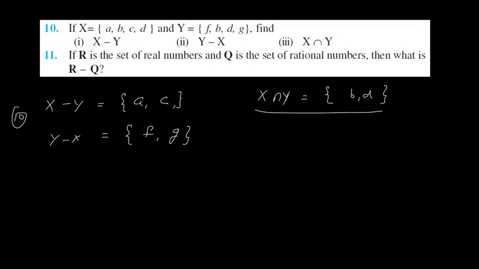Now the 11th problem. If R is a set of real numbers and Q is a set of rational numbers, then what is R minus Q? If I remove all rational numbers, what is left? It is irrational numbers. So I will say that R minus Q is a set of irrational numbers.